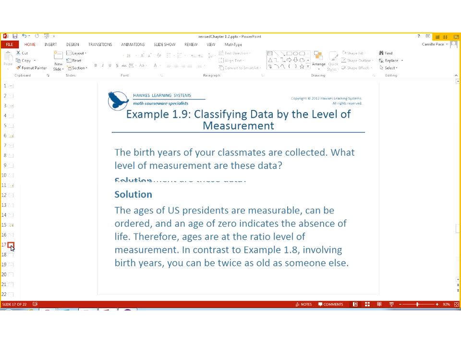Consider the ages in whole years of presidents when they are inaugurated. What's the level of measure of these data? So the ages of U.S. presidents are measurable. They can be ordered, and the age of 0 indicates the absence of something. So this is a ratio. Ages are also going to always be ratio level.